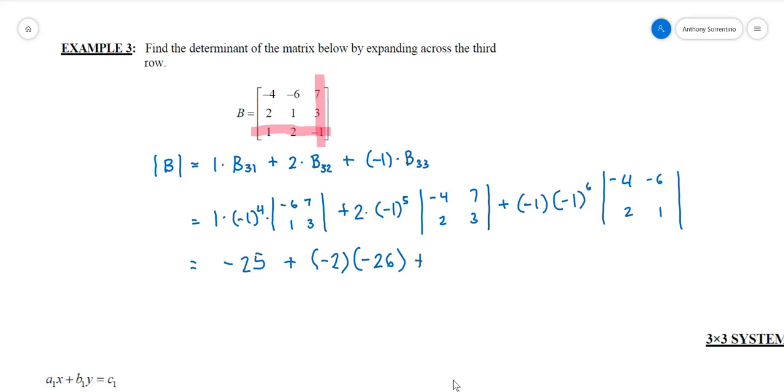And I'm going to have negative 1 times negative 1 to the 6. Negative 1 to the 6 is going to be just 1, so I'm going to have just the negative 1 here times that determinant. Negative 4 times 1 is negative 4, minus a negative 12, which is 2 times negative 6. So negative 4 minus a negative 12 is going to give me a positive 8. So here I'm going to have negative 25 plus 52 minus 8, and that gives me a determinant of 19.